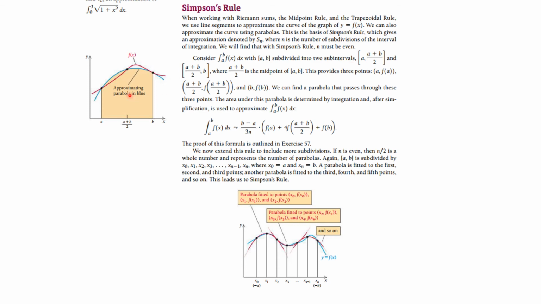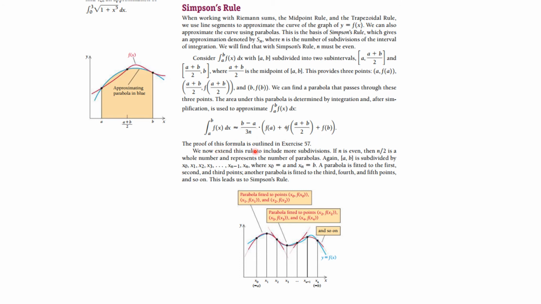And so we have three values, and so what we can do is calculate the area under the parabola. And by the way, we know how to find the area under a parabola, and in fact we do that formula here. So this integral is approximately equal to b minus a over 3n times the area of that parabola.